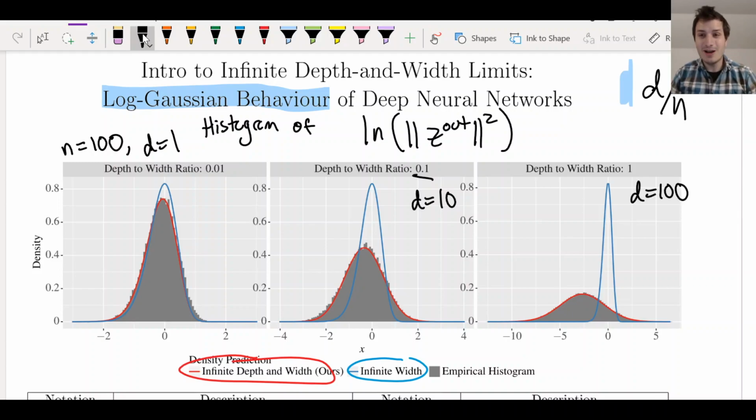And you can see what's going on is the deeper you get, the more and more spread out things get. So you get more and more variance for deeper networks. That's what the depth and width limit predicts. And I'll say one other thing that I think is really important to notice, which is that this is all happening on a log scale.